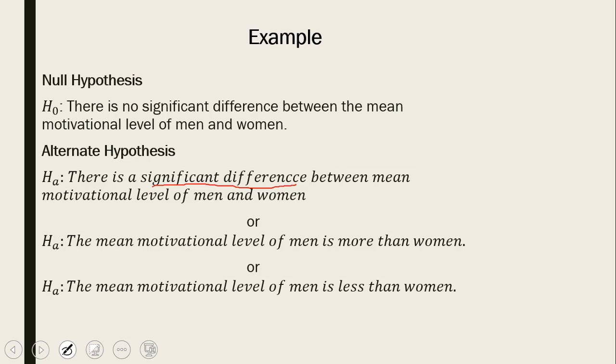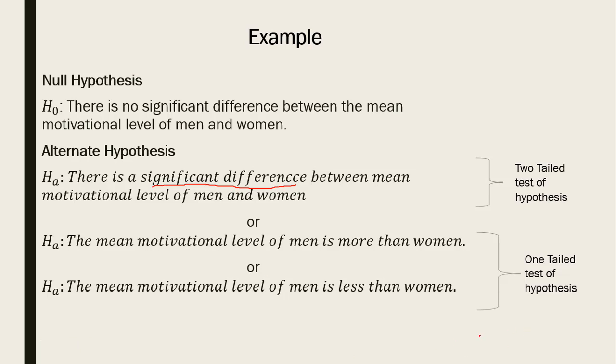The first alternate hypothesis gives no direction of the relationship between the mean motivational level of men and women. Hence, a two-tailed test of hypothesis will be used to know the significance of mean differences. In other two cases, we will use one-tailed test of hypothesis for checking the significant mean difference of men and women in a specific direction, whether it is more or less. I will not talk about the tests of hypothesis in this video. We'll discuss the test of hypothesis in a separate video.